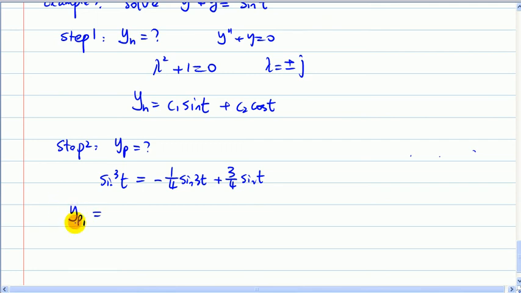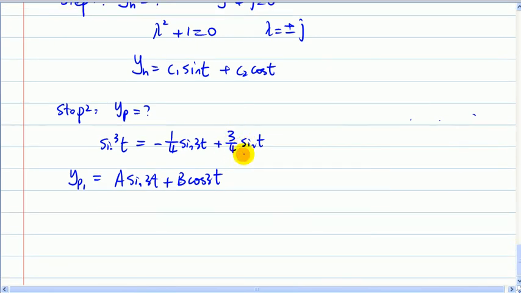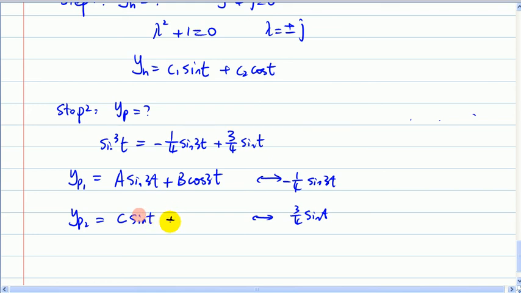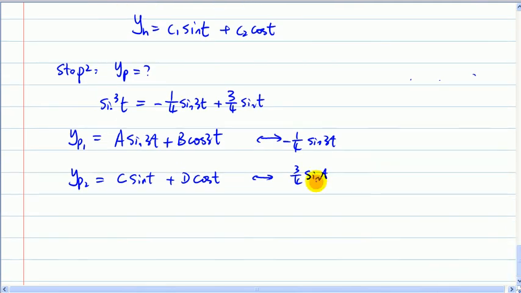my initial guess yp1 for this one is going to be this. And for this function, that corresponds to this. And for this one, we're going to have similar things, but we're not going to use A and B anymore. We're going to use c sine t plus d cosine t, like this. So that's your initial lucky guess.